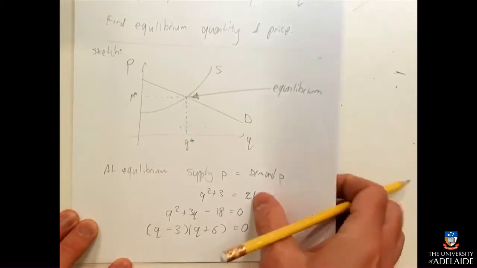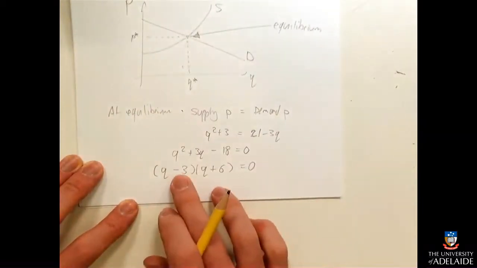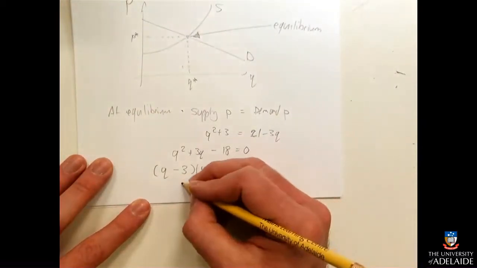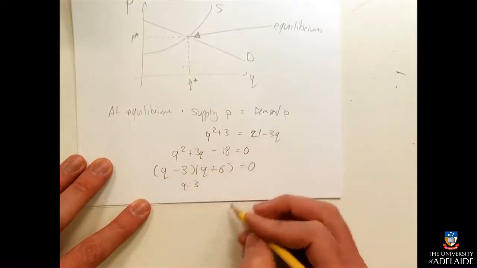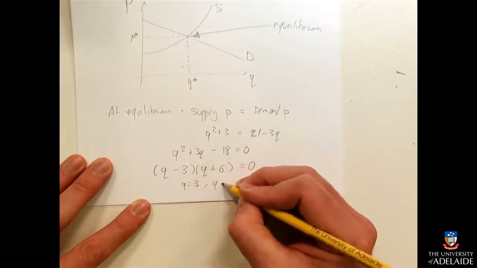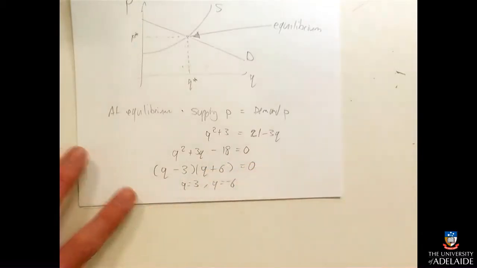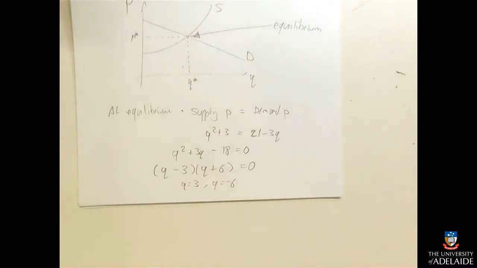So either Q minus 3 is 0, which would make Q equal to 3, or Q plus 6 is 0, which would make Q equal minus 6. And it can't be minus 6 because it's a quantity of things. And so that would make Q equal 3, which is not matching with my expectation that it should be more than 3. I'm not happy about this.